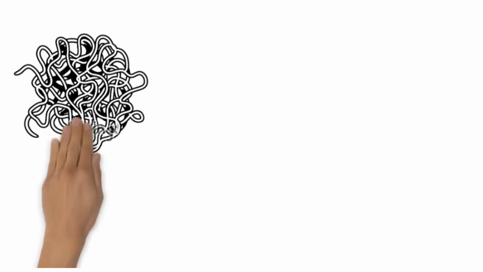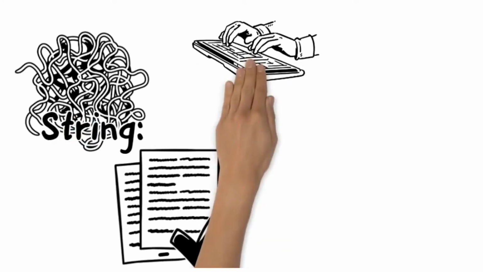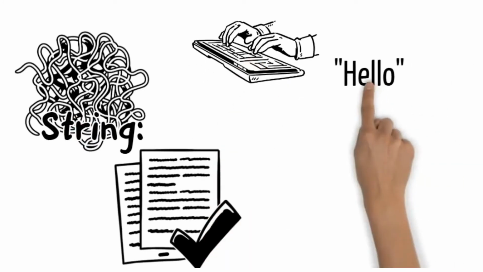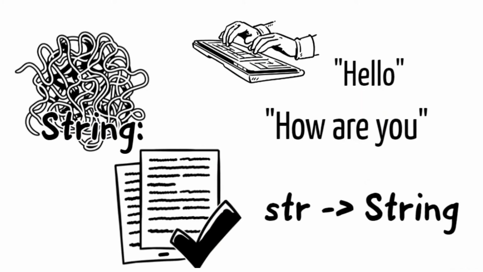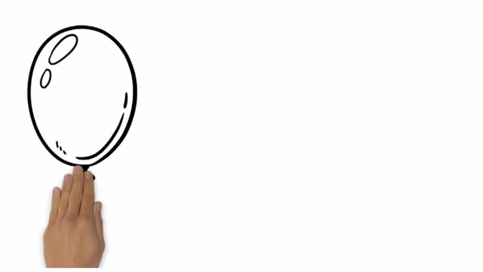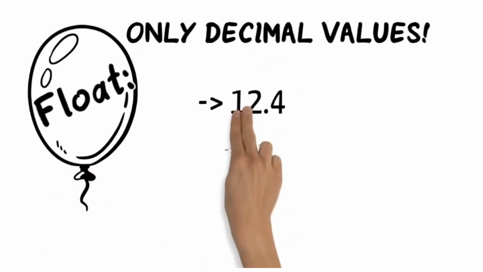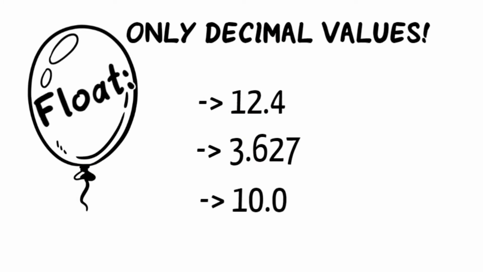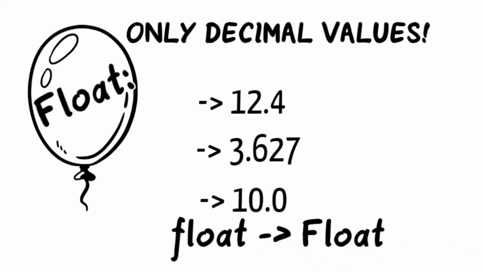Next up is string, which represents the words or sentences you type in. An example is hello or how are you? str stands for string. Now let's go for float, which represents the decimal values like 12.4, 3.627, or even 10.0, which counts because it has a decimal. There isn't really a short form for this, so you just type float.